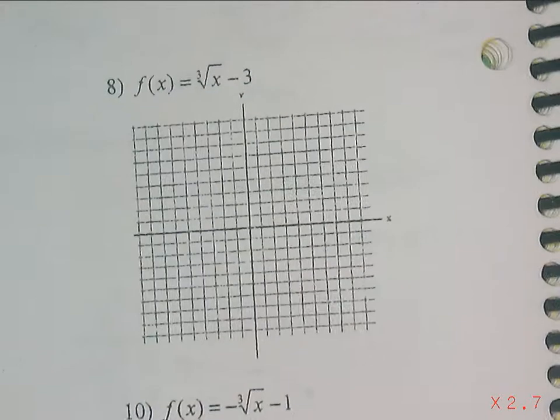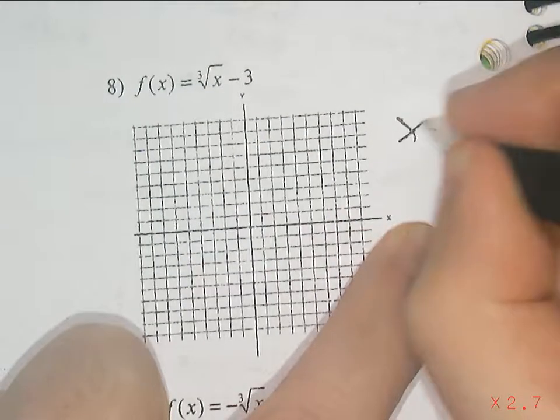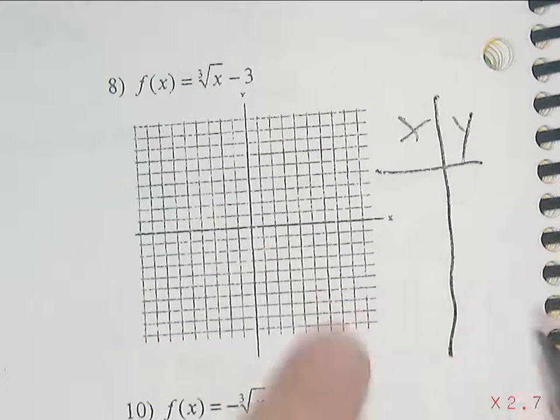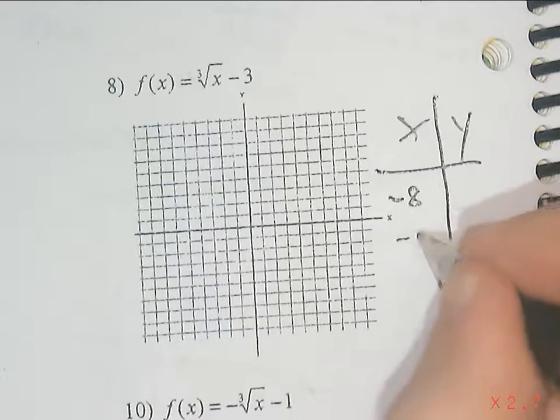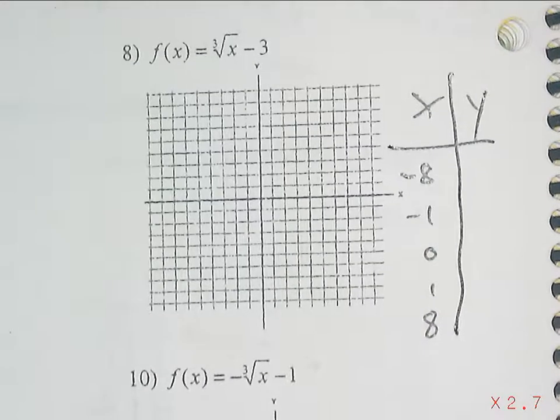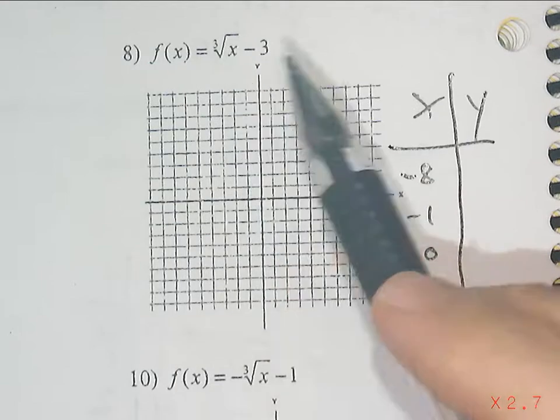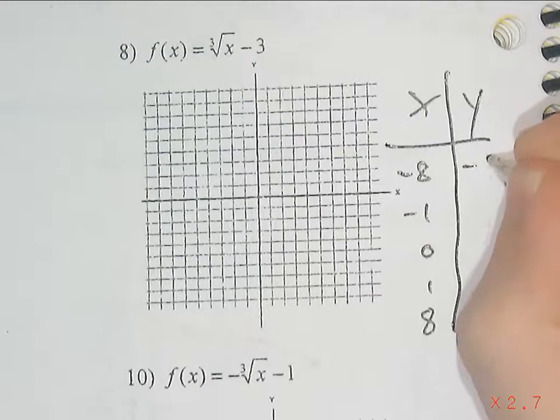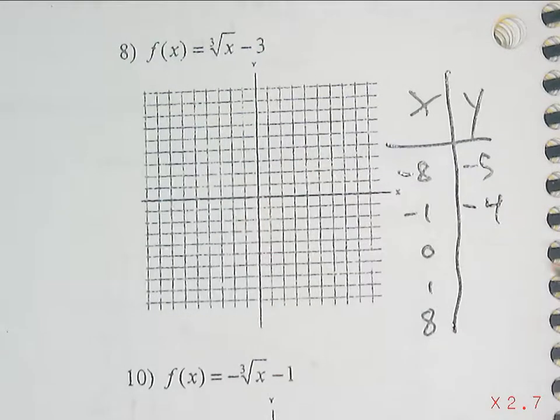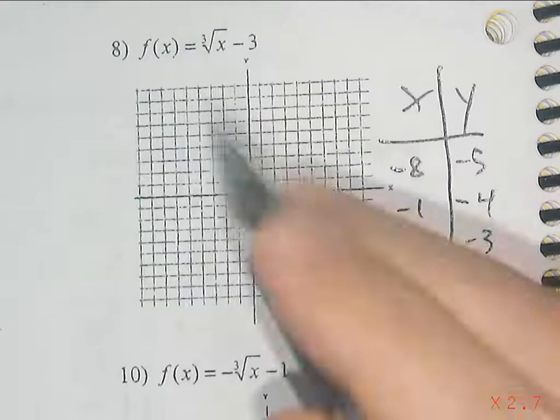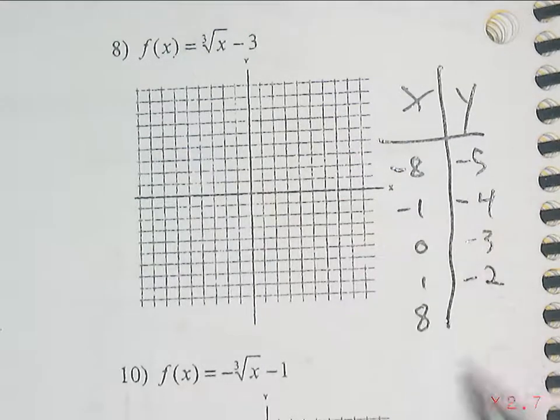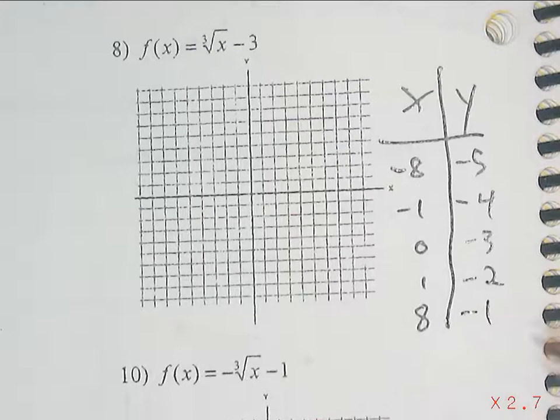Let's do that. Let's do one more, and again, I'm just going to do a table, just to show you guys. First, I showed you the other way on the other one. So -8, -1, 0, 1, and 8. Okay? Plug those in. Cube root of -8 is -2. -2 minus 3 is -5. Cube root of -1 is -1. Minus 3 is -4. 0 minus 3 would be -3. 1 minus 3 would be -2. And then 2 minus 3 would be -1.